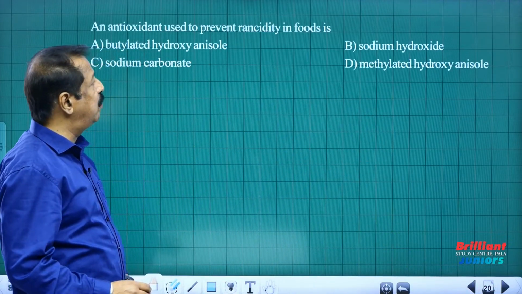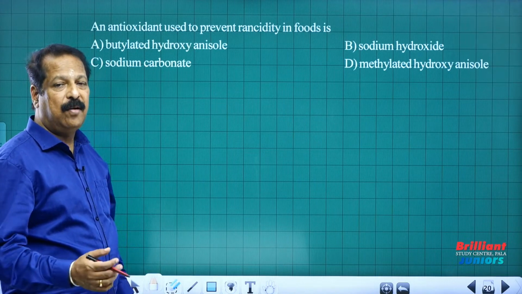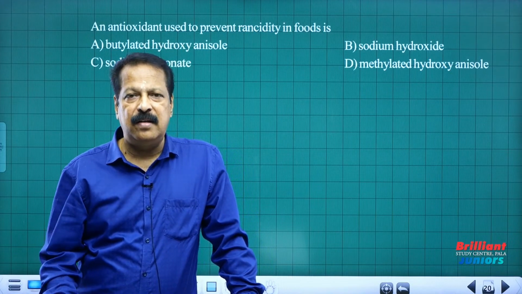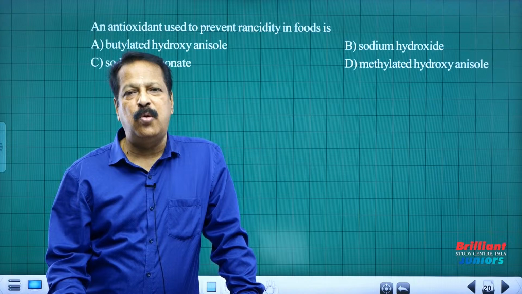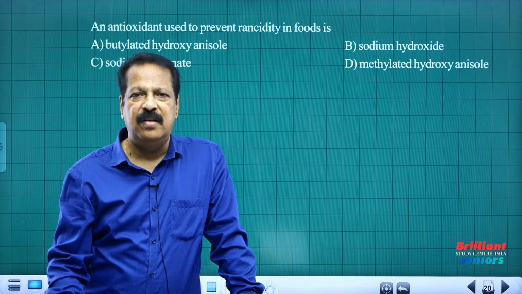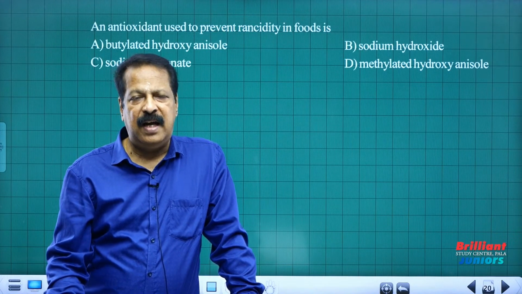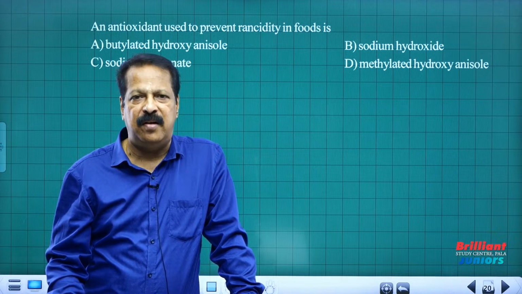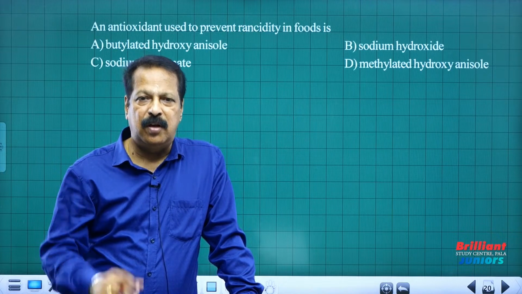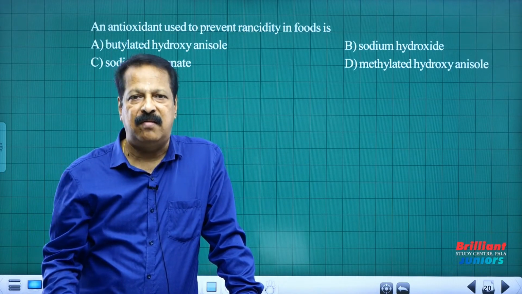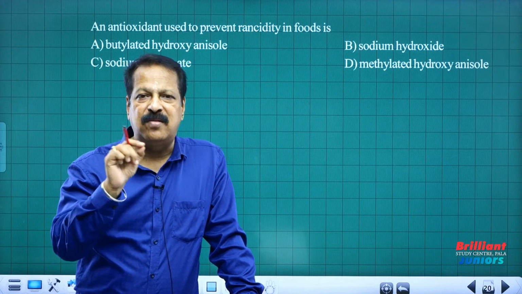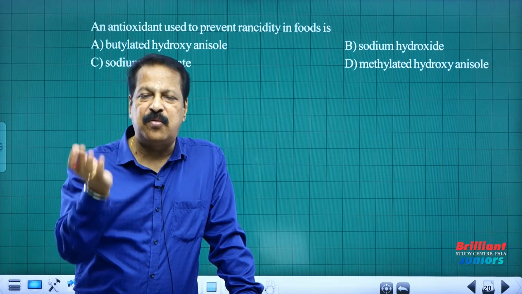An antioxidant used to prevent rancidity in food is... Antioxidant. See, nowadays students are very familiar with and use Lay's, Kurkure, Bingo, I don't know the names. So a lot of chips are nowadays available in packets and they are protected from rancidity. In your home, when your mother makes chips for the Onam vacation, once you take the chips you have to close the vessel very tightly. Otherwise, the crispy nature will be lost and the oil present in the chips will become rancid and the taste will be lost.